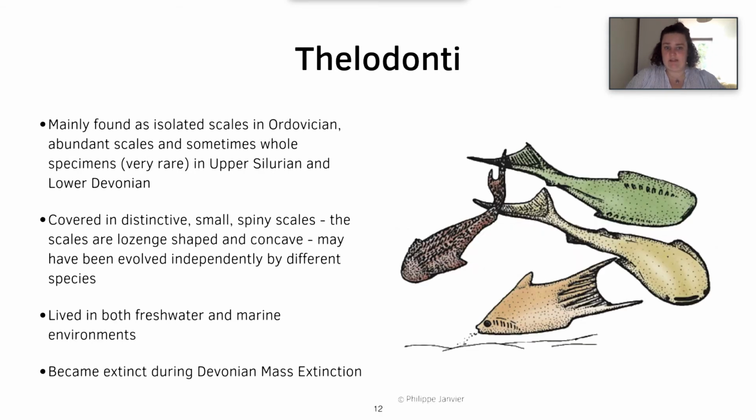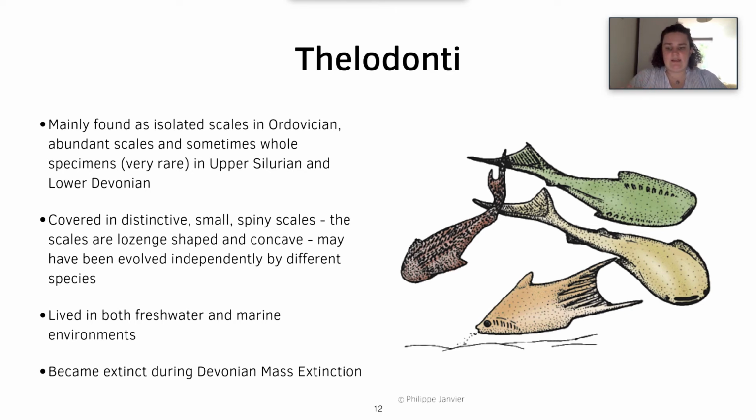Next up we have the Thelodonts, which were known from the Ordovician from isolated scales, and then during the Silurian and the lower Devonian we have more abundant scales and sometimes even whole specimens, which is a very rare case. So they are covered in distinctive small spiny scales, and these scales are lozenge shaped, and they're concave underneath. I'll show you an example in a sec.